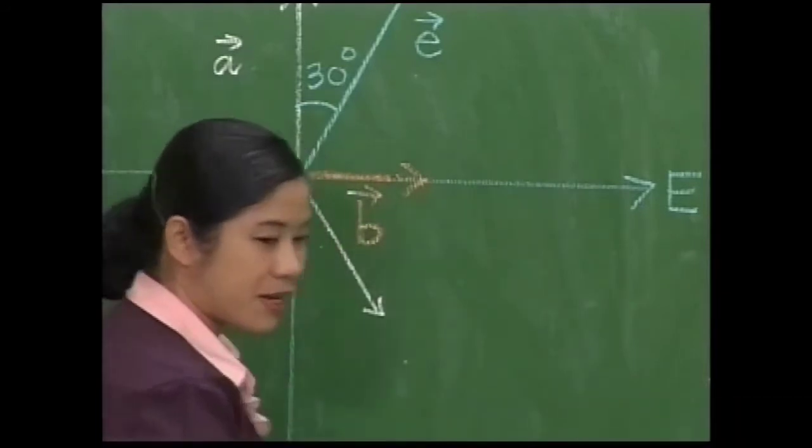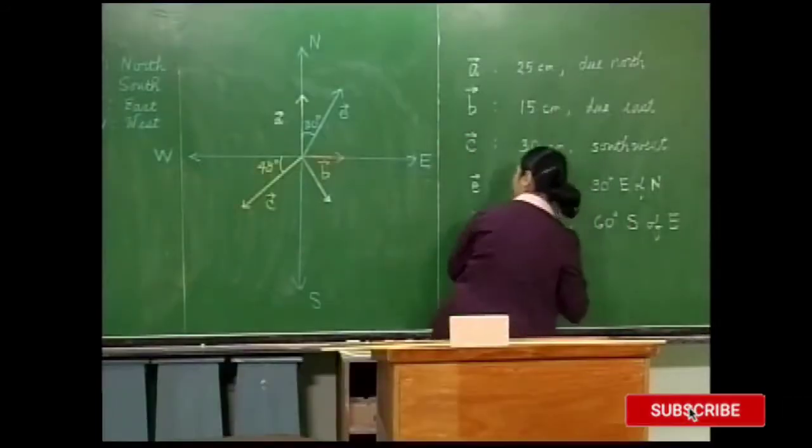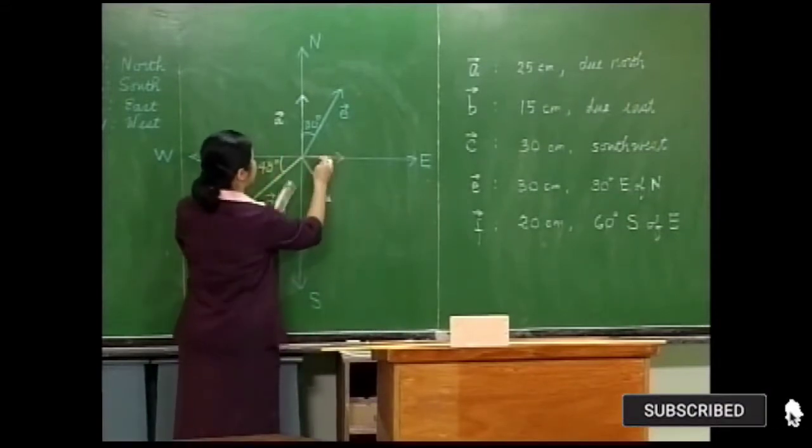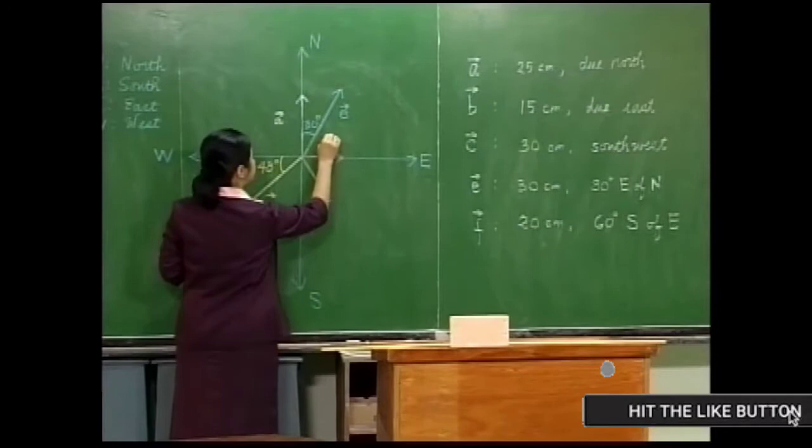Let me transfer my letter B so you will not be confused. I will transfer this. My vector B is the orange vector.